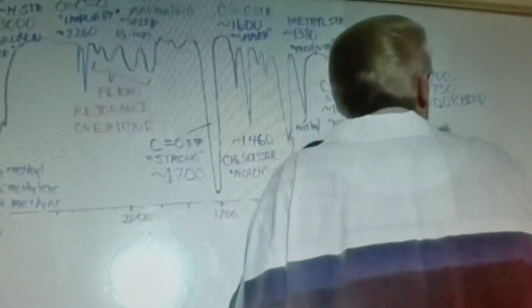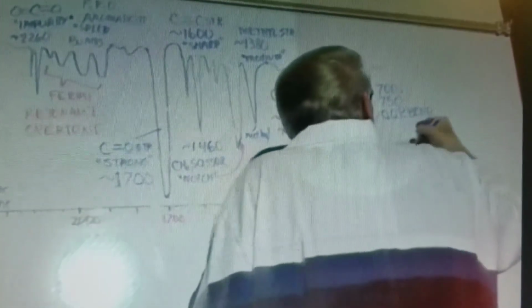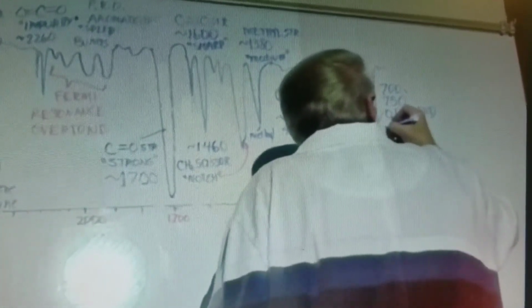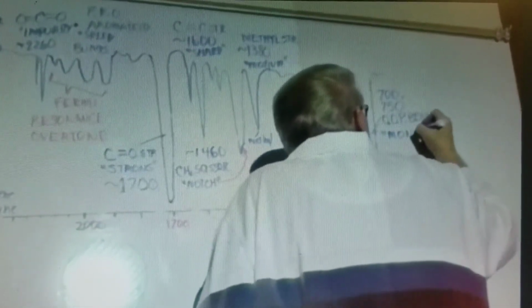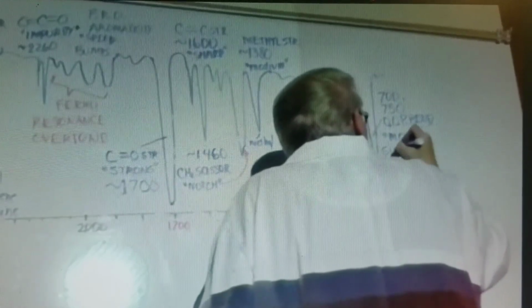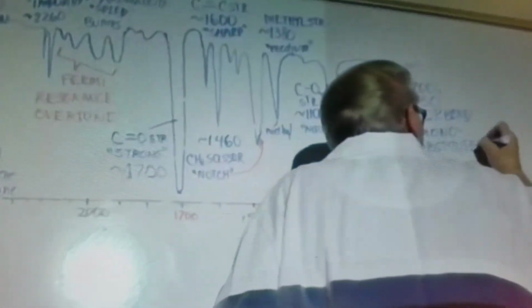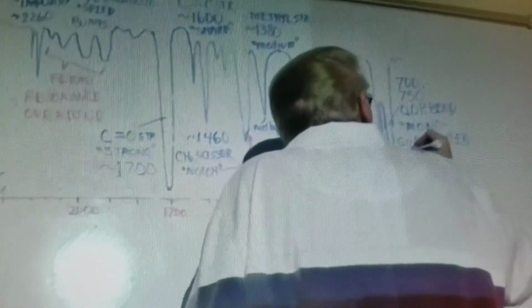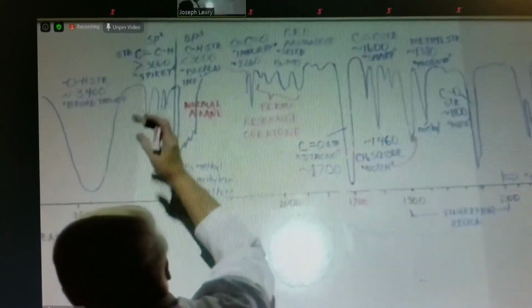This region is called the out of plane bend of the hydrogens. It's called a waggle. W-A-G-G-L-E. I swear I'm not making these up. OOP bend, and it indicates monosubstituted aromatic. Very important. Monosubstituted aromatic. That means you have an aromatic ring, a benzene ring, with one substituent.